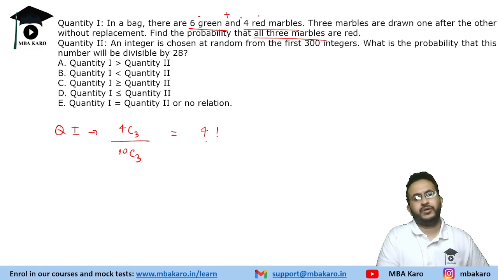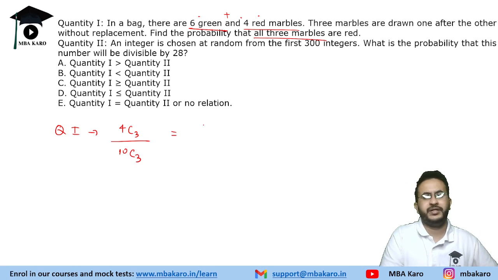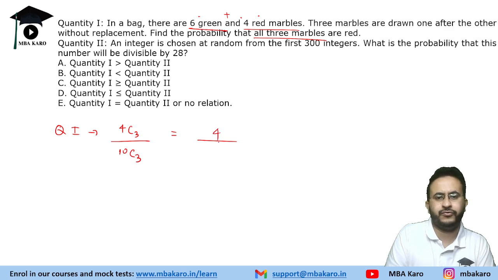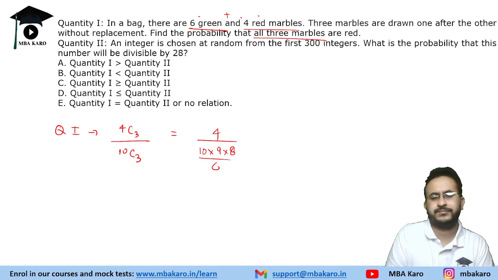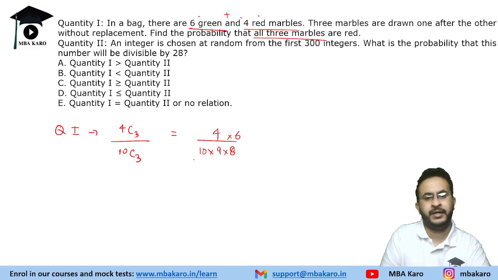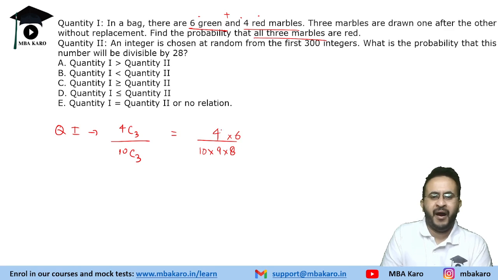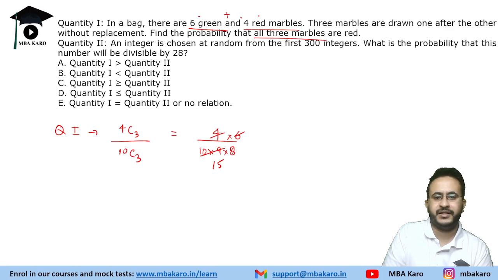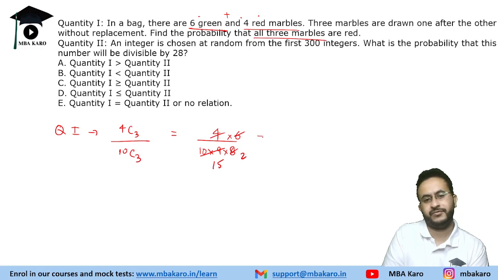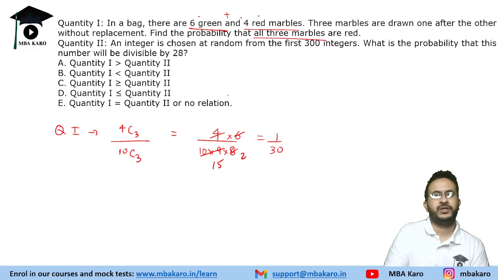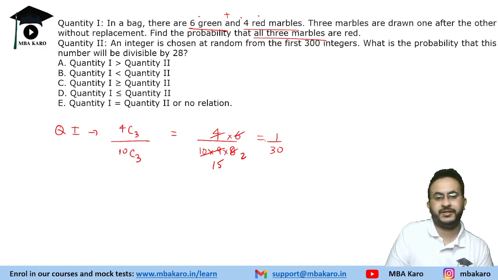Okay. So how do we calculate this? 4C3 we can just calculate as 4, and 10C3 is 10, 9, 8 by 6. Okay. So we can cancel the 6 over here, right? And then we have 9 into 10 is 90. This is 15 times and 2 times. So that is 1 by 30. Okay. So quantity 1 is 1 by 30.